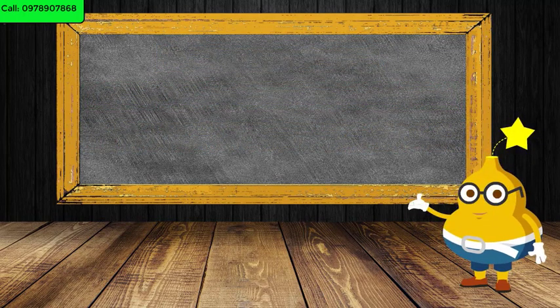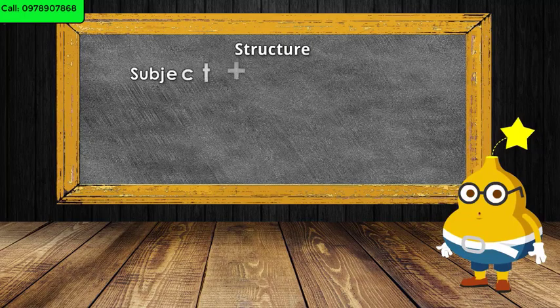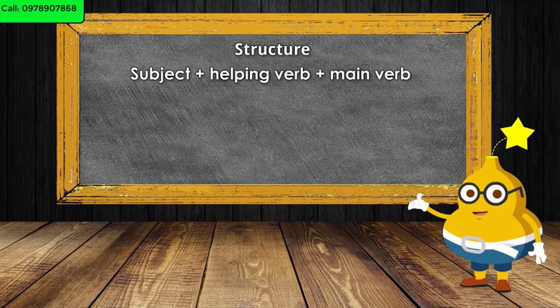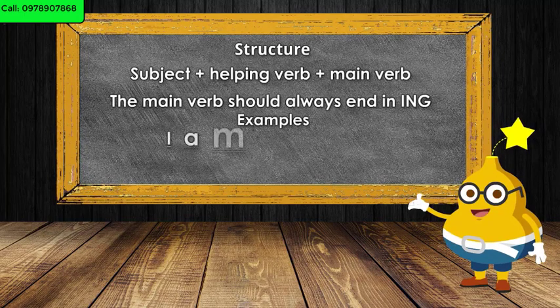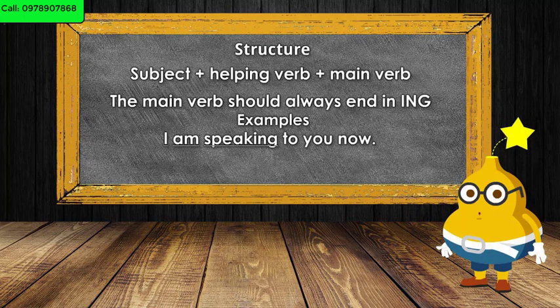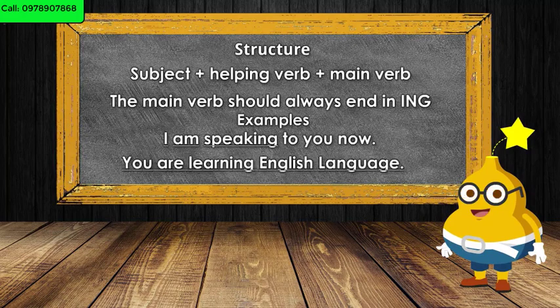The present continuous tense is also known as the progressive tense. It is formed by the structure subject plus helping verb plus the main verb which ends in ing. In the first sentence, I am speaking to you now. I is the subject, am is the helping verb, and the word speaking is the main verb. In the second sentence, you are learning English language. You is the subject, are is the helping verb, and the word learning is the main verb.